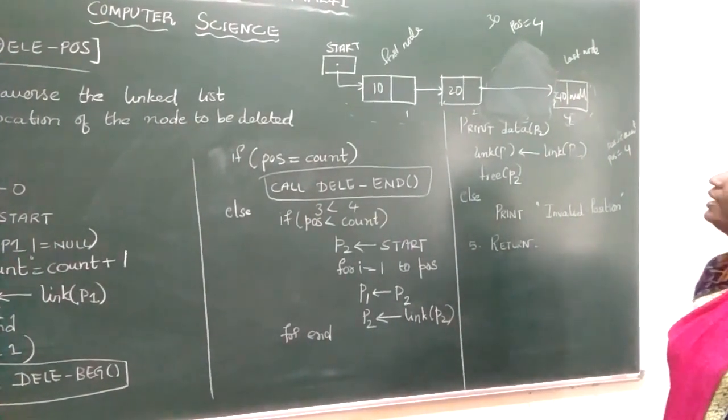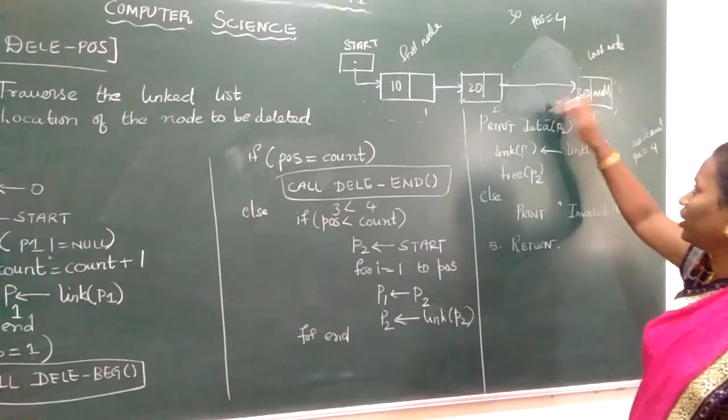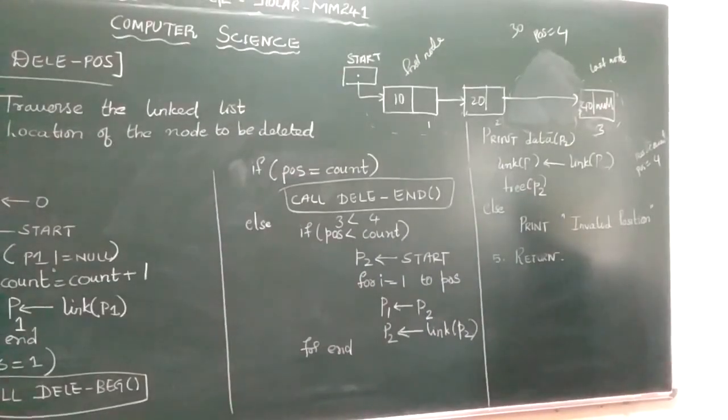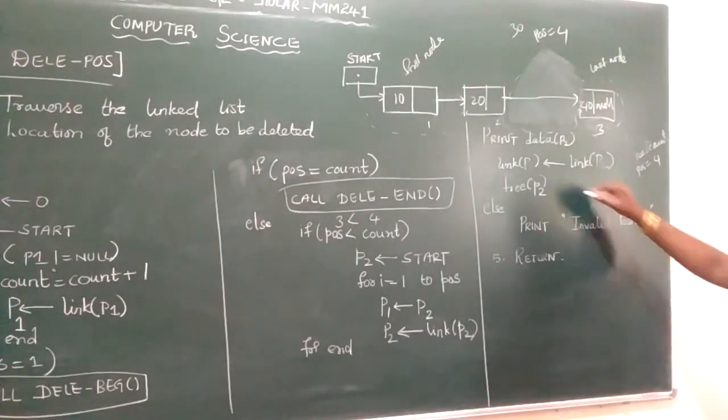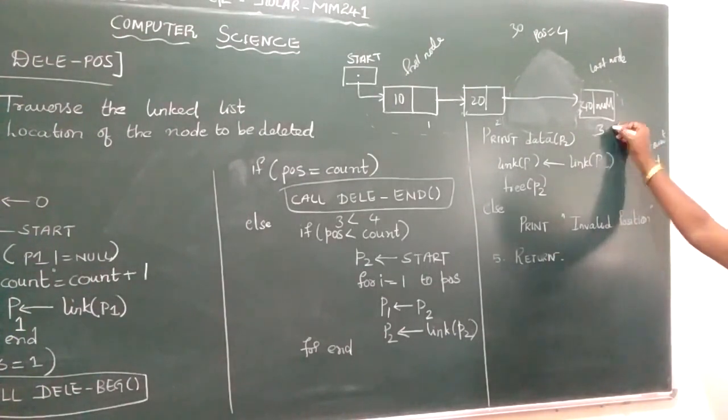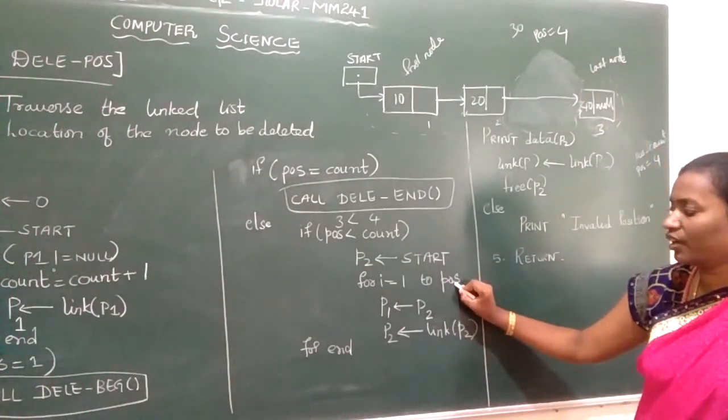Okay, now I deleted the element at the given position. Now 3 we deleted. Now position size is 1, 2, 3. Okay, we removed the link at the given position. Hence we are freeing the P2. Now this is exactly where we are going to see. Till where we reach the position, we are using a for loop.